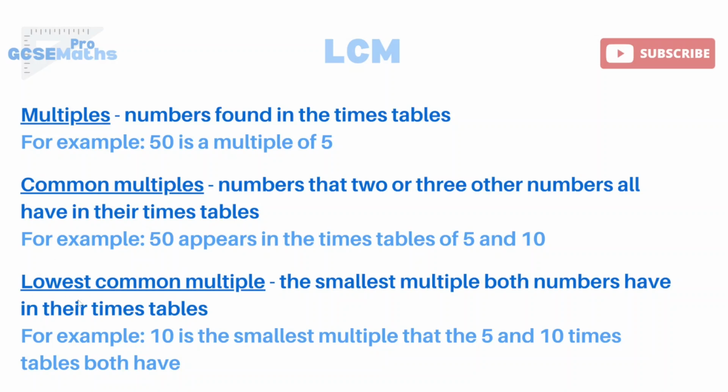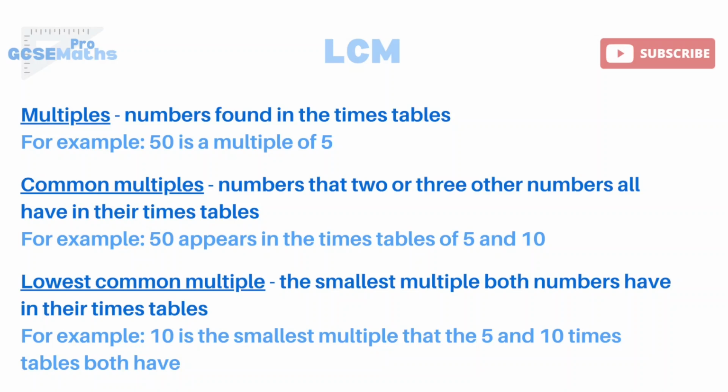And then we're going to put on the lowest. This is where a lot of people get confused as well, and I've explained it in the previous video. A lot of times we focus on the word lowest and go, okay, the lowest common multiple is like the smallest number, the number that's smaller than what you're looking for. No, it's actually, of all the multiples that they both share, the smallest one. Your lowest common multiple is still likely to be bigger than the numbers they've asked you to find it for. So it's the smallest multiple both numbers have in their times tables. For example, 10 is the smallest multiple that the 5 and 10 times tables both have. So while 50 is a common multiple of 5 and 10, it's not the lowest common multiple.